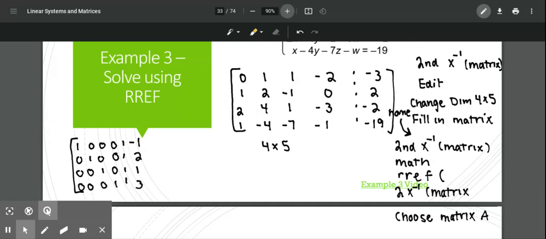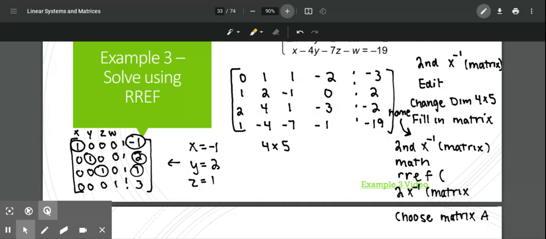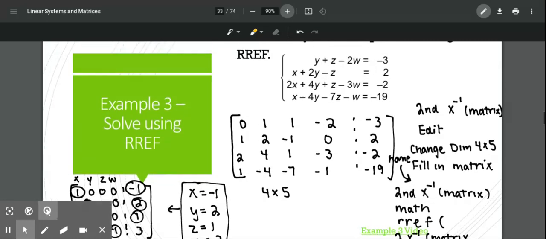And what this is, this is your reduced row echelon form. So remember that this column was your X, your Y, your Z, and your W. So if we were reading this, we would say that there's one X and it equals negative 1. So we would get X is negative 1, and then there's one Y and it equals 2. There's 1z and it equals 1. And then there's 1w and it equals 3. So that would actually be the solution to that system of equations that we had here in the beginning.